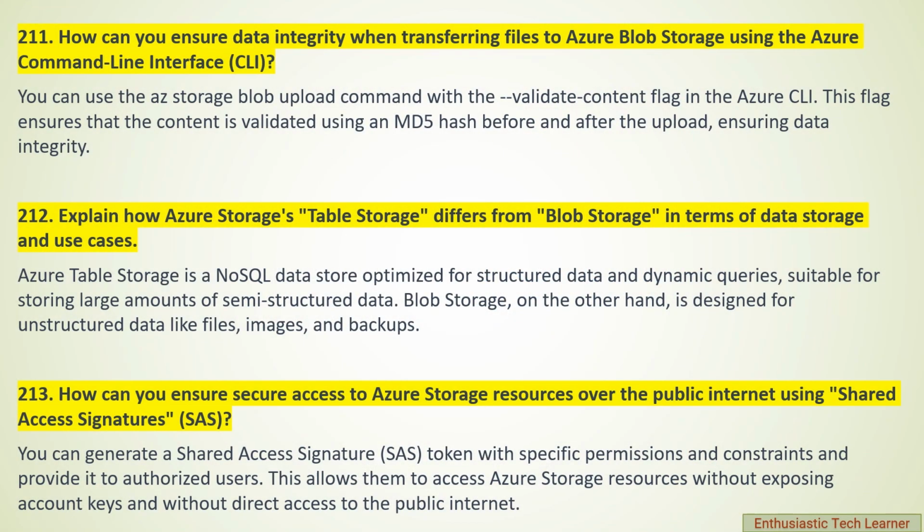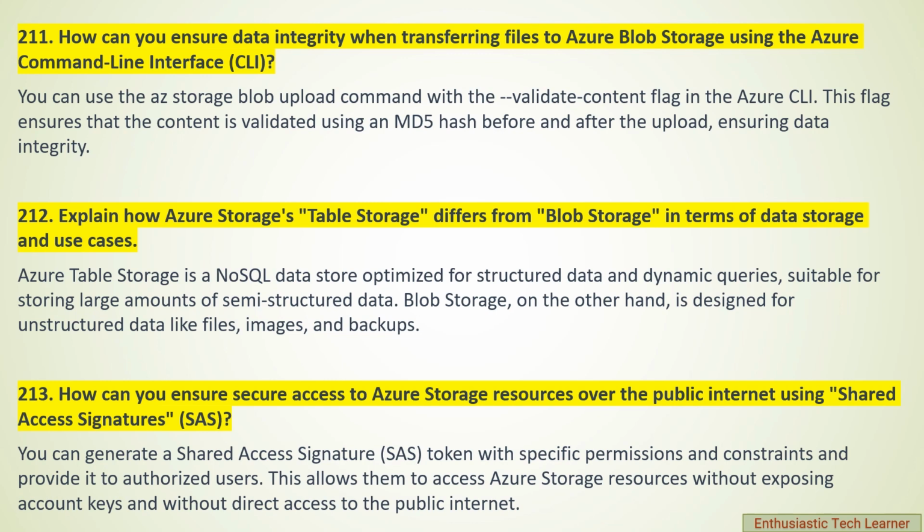How can you ensure data integrity when transferring files to Azure Blob Storage using the Azure Command Line Interface (CLI)? You can use the Azure Storage Blob upload command with the validate content flag in the Azure CLI. This flag ensures that the content is validated using an MD5 hash before and after the upload, ensuring data integrity.